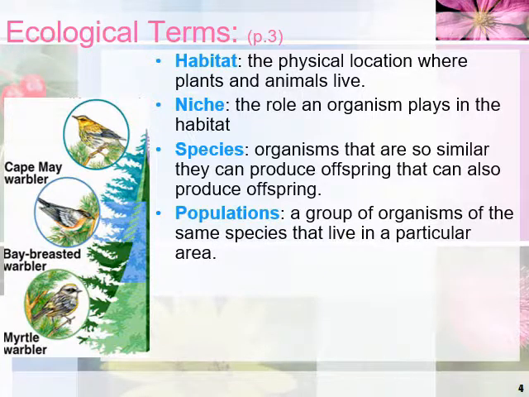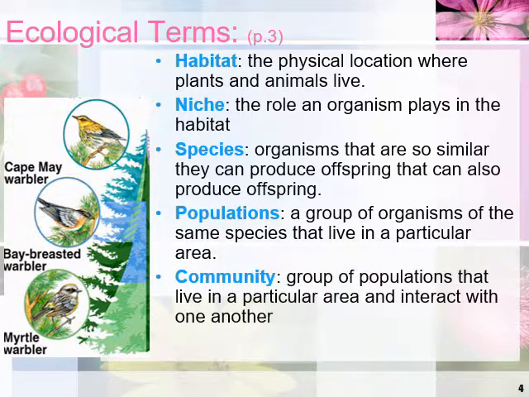So we have populations of human beings in various locations all over the earth. And so we can have populations of squirrels in different locations all over a large park, like the Windsor Park that's near the school. So it's just a group of organisms that are the same species. And then if we take all the populations that are in an area and we put them together, then we would call that a community.